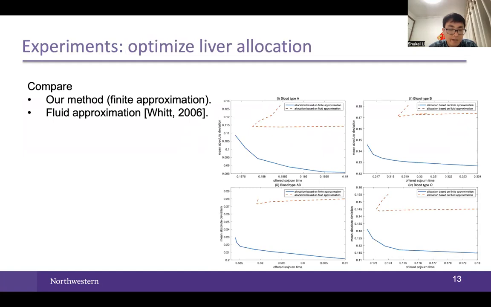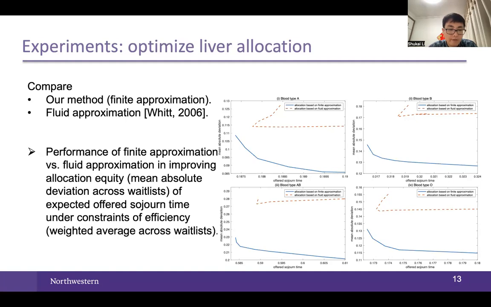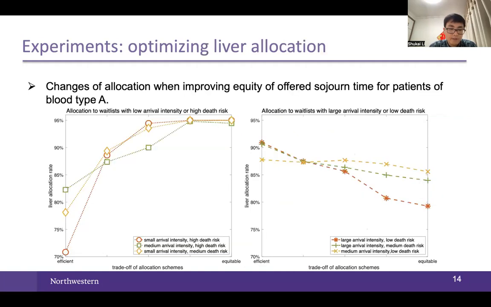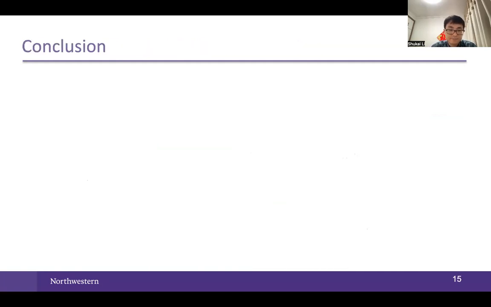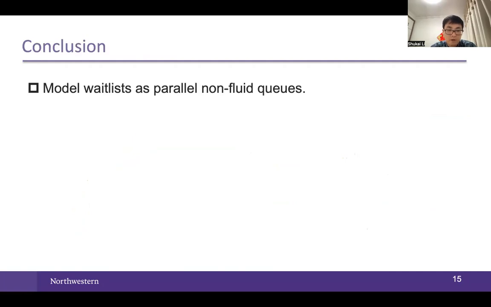And we respectively use our approximation method and a fluid model to derive optimal liver allocation schemes. We found that the allocation scheme derived by our method increases resource utilization and allocation equity compared with that derived by a fluid model. In addition, we found that appropriately increasing the proportion of livers allocated to wait lists with small scales or high mortality risks improves the allocation equity. Now we make concluding remarks.